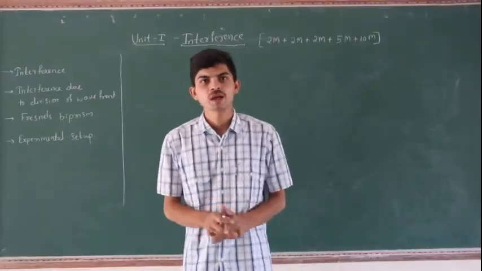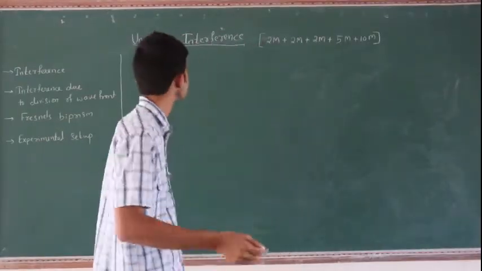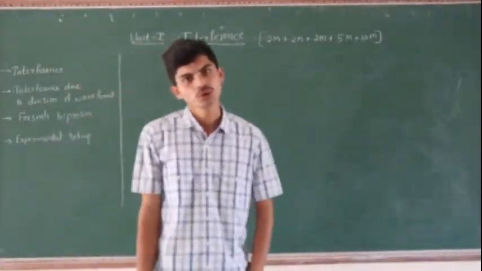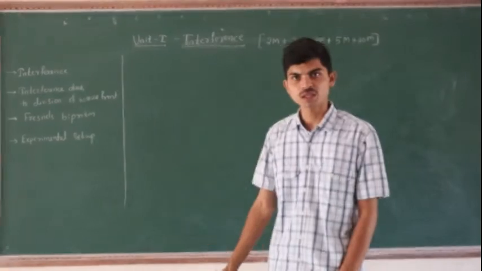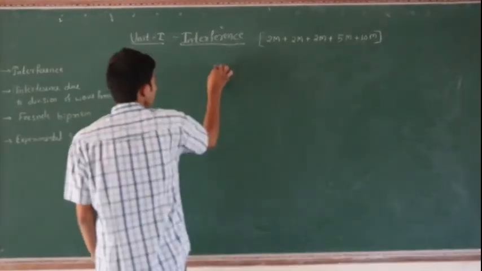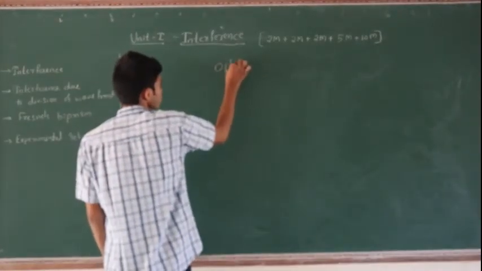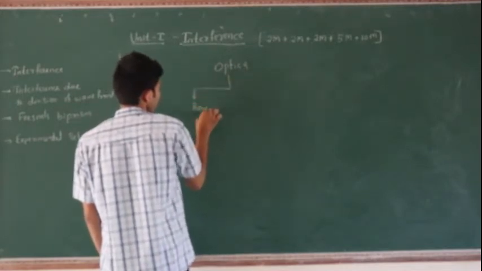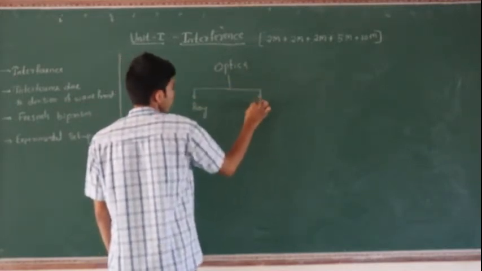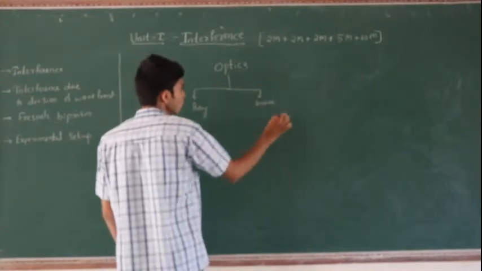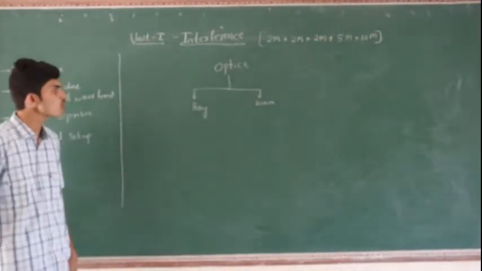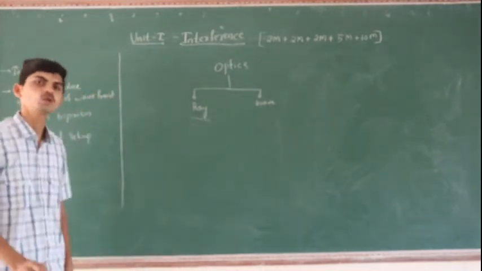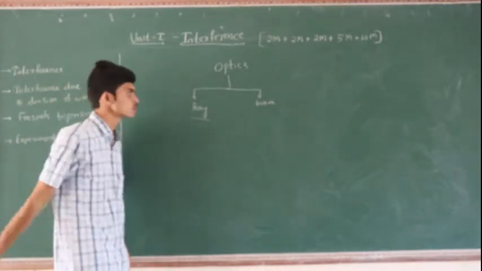Hello my dear students, today I am going to discuss your first unit, that is interference. First of all, we know that we studied optics. In that, optics is classified into two types: ray optics and wave optics. In ray optics, we studied about light only, but light travels in a straight line.